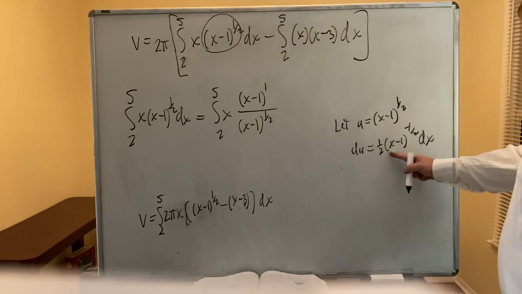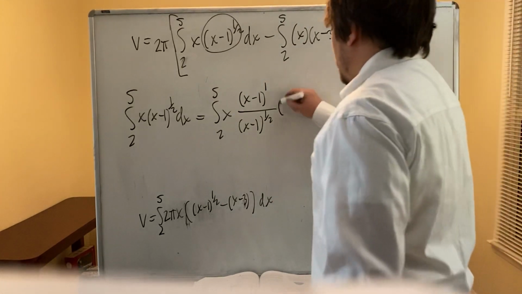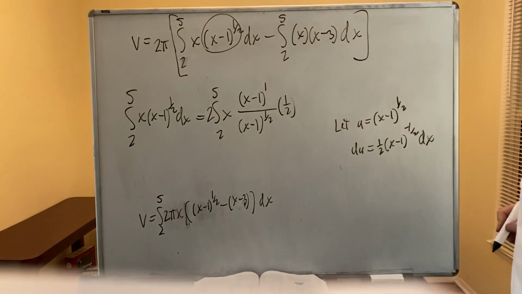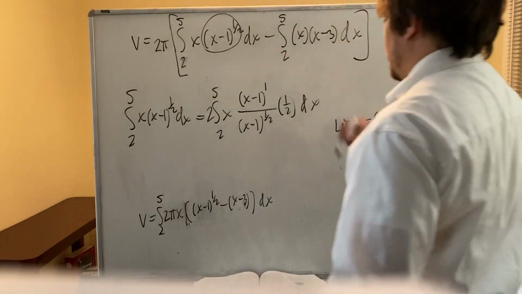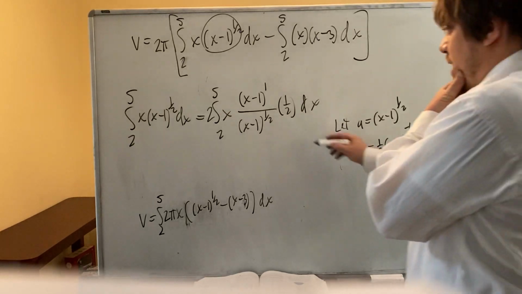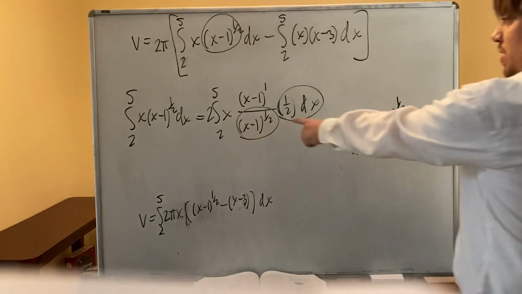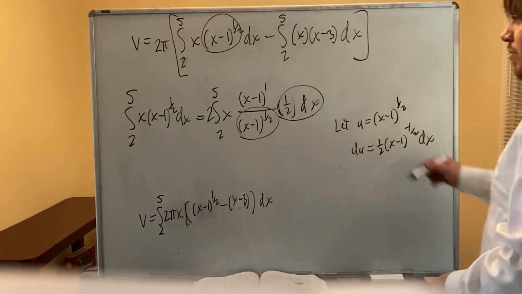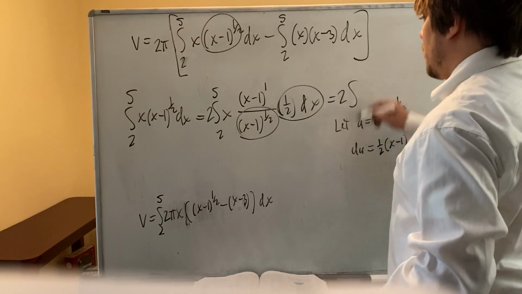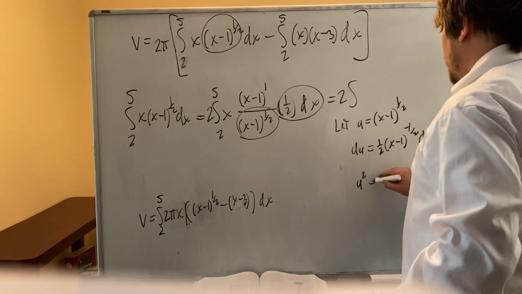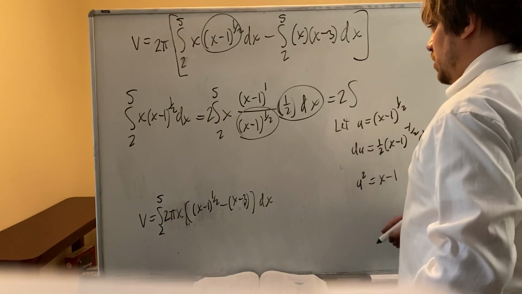I need a 1/2 here. So I'm going to add a 1/2 here and a 2 here. And we have our dx there already. And so our 1/2 x times x minus 1 to the negative 1/2 is there. That's du. And so this is equal to 2 times the integral. Now u is that. U squared is x minus 1.